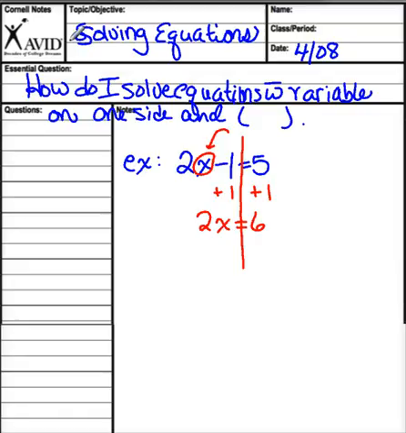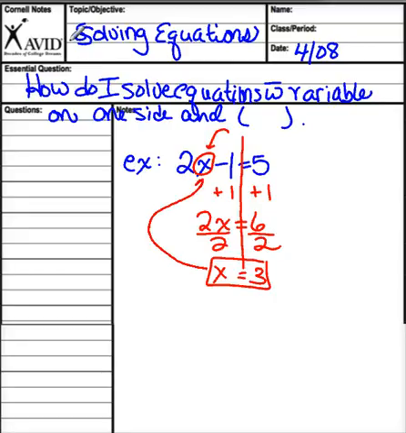And then to undo 2 times x, I need to divide by 2. So I do the inverse operation, or the opposite of multiplication is division. And I end up at the bottom here with x is equal to 3. And I know that's easy for you, but I just wanted to get the general basic idea of it down before I bump up the difficulty in the next few days.